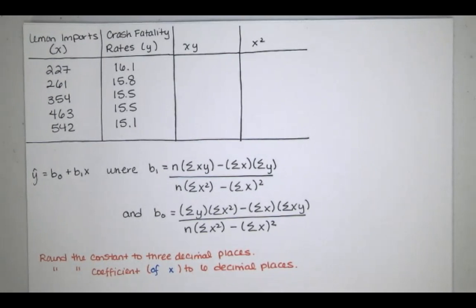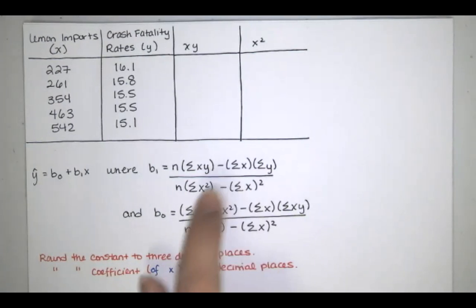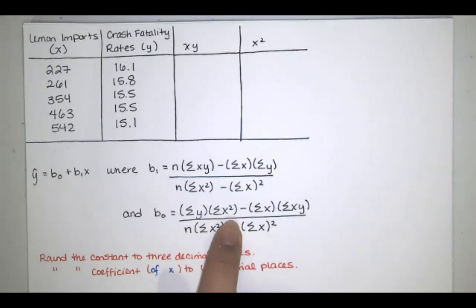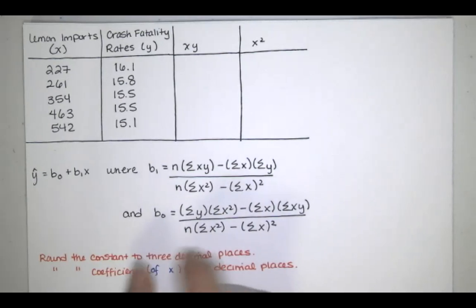The first method is the method that I would use if I were doing all of this by hand. So our B sub 1 and B sub 0 are given by these formulas, which means that I need the sample size, which is 5, because we've got 5 ordered pairs. Then we need a sum of the x's times y's. We need the sum of the x's and the sum of the y's, and we need the sum of the x's squared. And then down here, we see that we need the sum of the y's, which we already have, and the sum of the x's squared, which we already have.